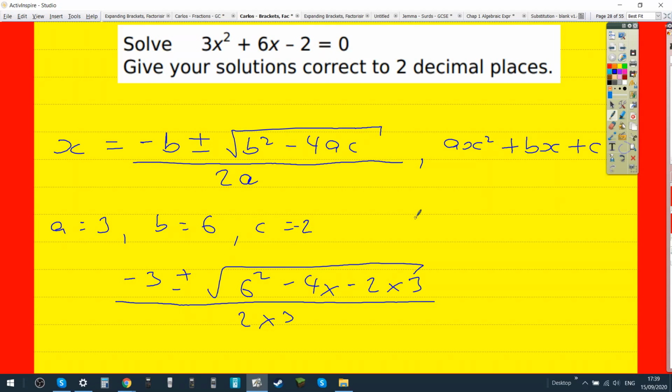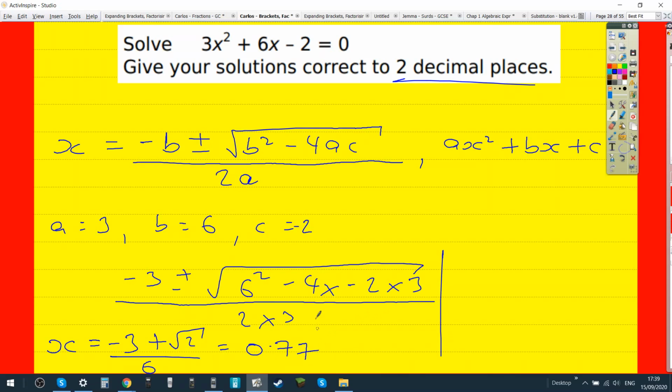I got minus 3 plus 2 square root 3 over 6. Minus 3 plus square root 2. And press SD for 2 decimal places. Okay, I got 0.7735. So that's all right. 0.77 to 2 decimal places.